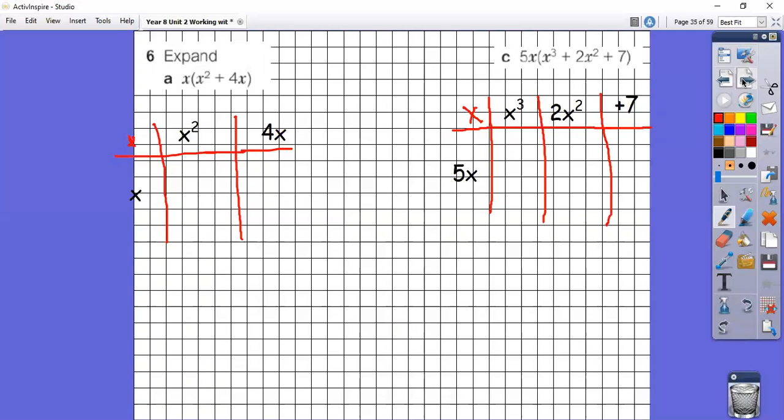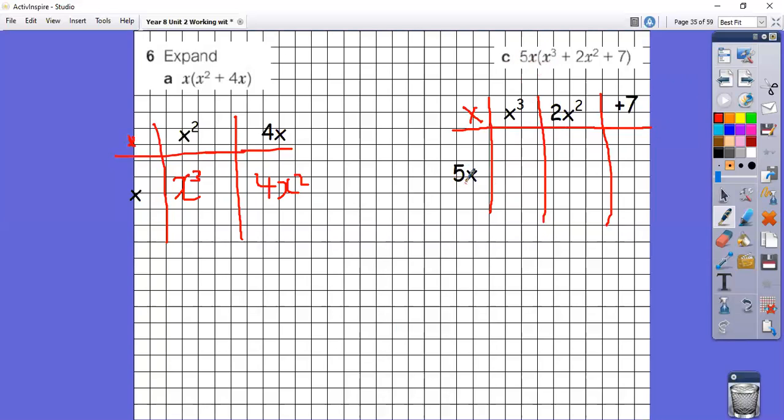And here we've got question six, x squared plus 4x multiplied by x. Again, I like using the grid method, I just find it easier. So I'll do the first one with you. So x times x squared is x cubed, x to the power 3, x times 4x, 4x squared. Oh, just realized I've already done that question. I just set it up in this way to make it easier for you to see.